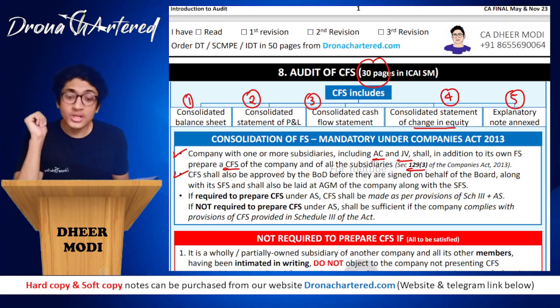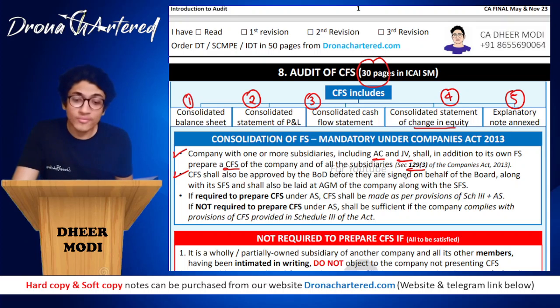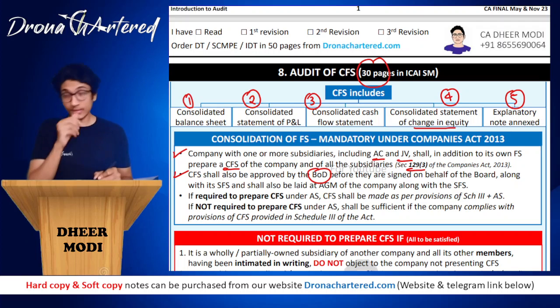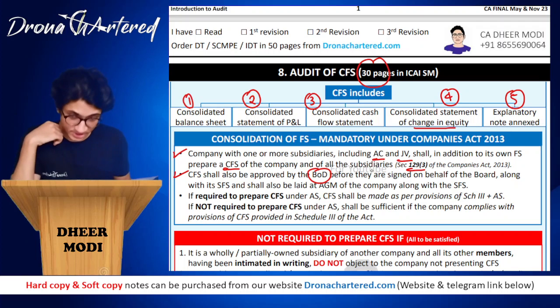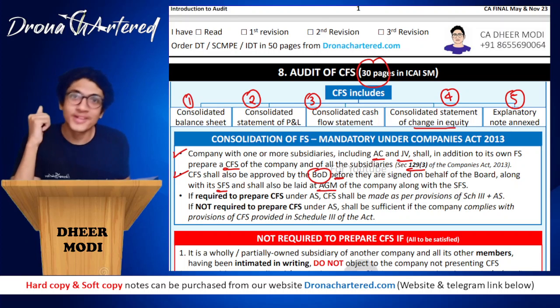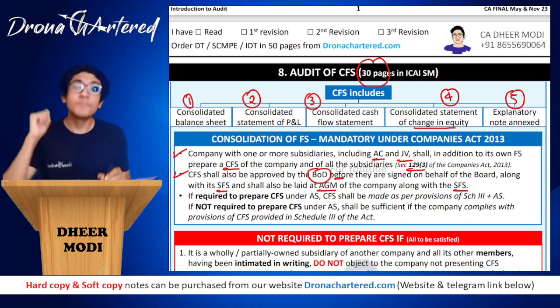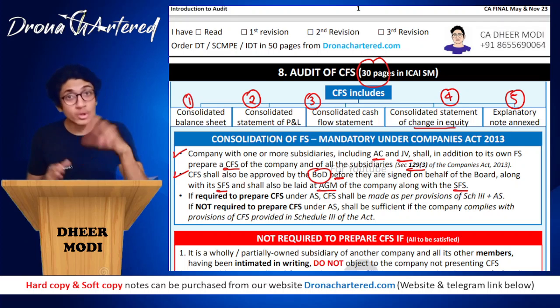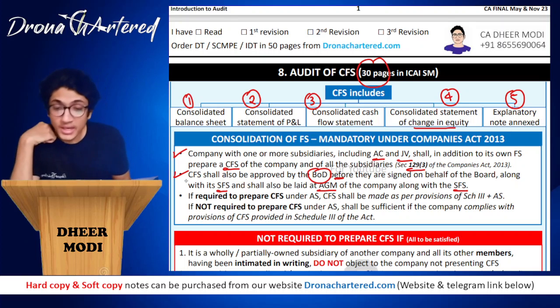Next, CFS shall also be approved by the board of directors before they are signed on behalf of the board, along with your standalone financial statements, and shall also be laid at the AGM of the company, that is the annual general meeting, along with the standalone financial statements.